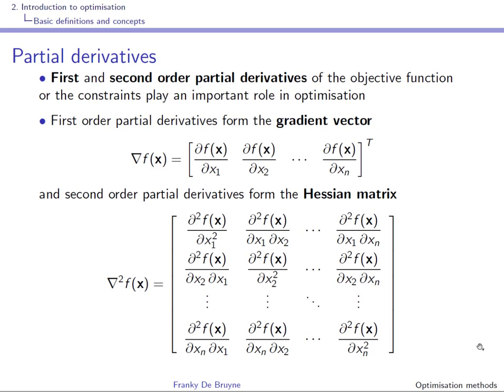First and second order partial derivatives of the objective function, but also of the constraints, play an important role in optimization. In the gradient vector, which is a column vector, the first order partial derivatives are stacked one above the other. It is the generalization of the derivative of a function of one variable. The Hessian matrix is a symmetric square matrix where the second order partial derivatives of f of x are stacked as shown on the screen. It is the generalization of the second derivative for a function of one variable.